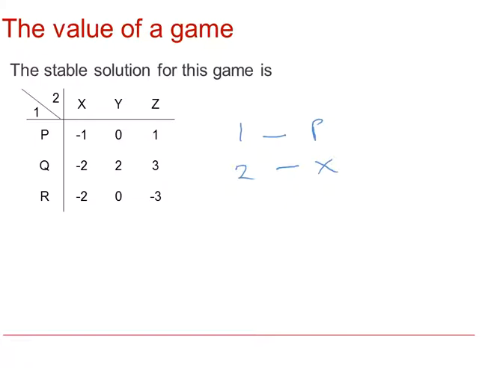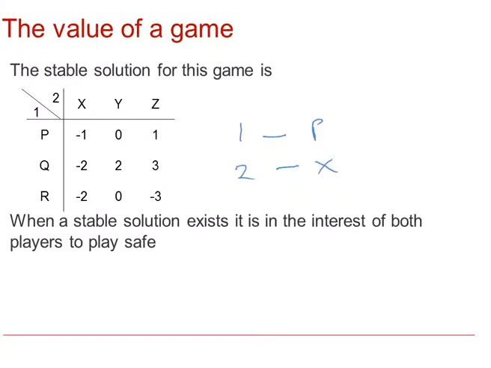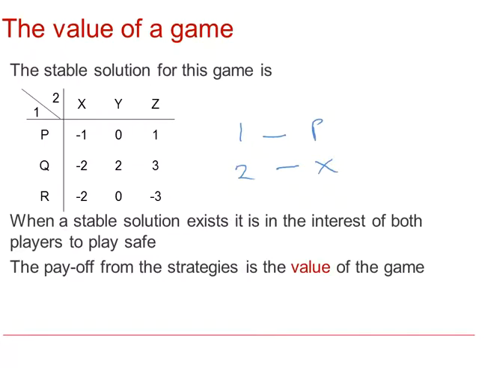The stable solution for this game is for player 1 to play strategy P and for player 2 to play strategy X. When a stable solution exists, it is in the interests of both players to play safe. The payoff from the strategies is the value of the game. In this case, the value of the game to player 1 was to lose a point and to player 2 to gain a point.